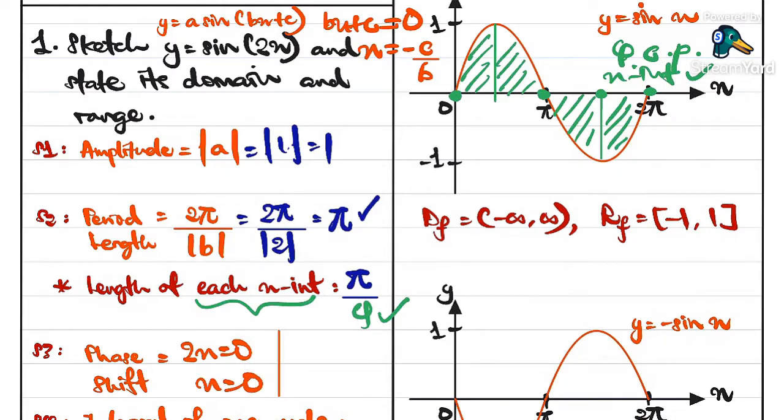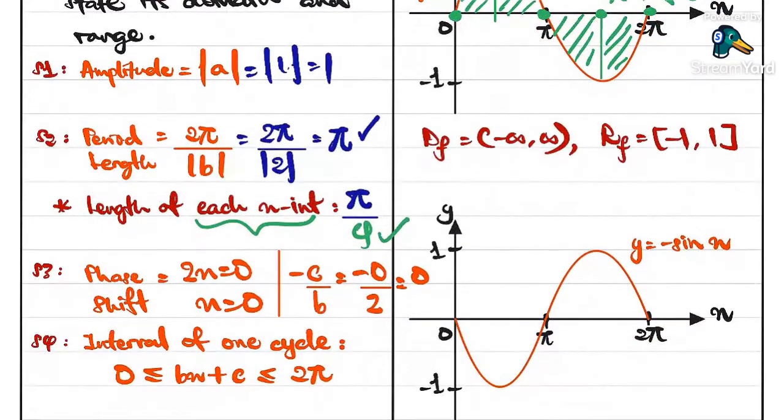Or if you still want to use negative c over b, it's okay. You just figure out that c is 0 and b is 2, therefore you still get 0. Same anyway, right? So the value of x is 0. There is no shifting at all.